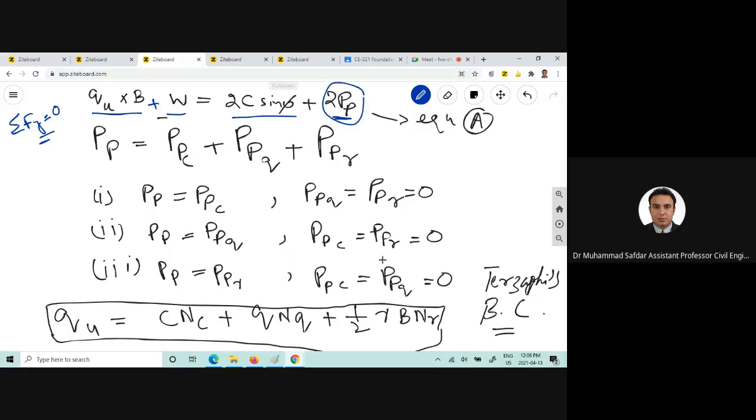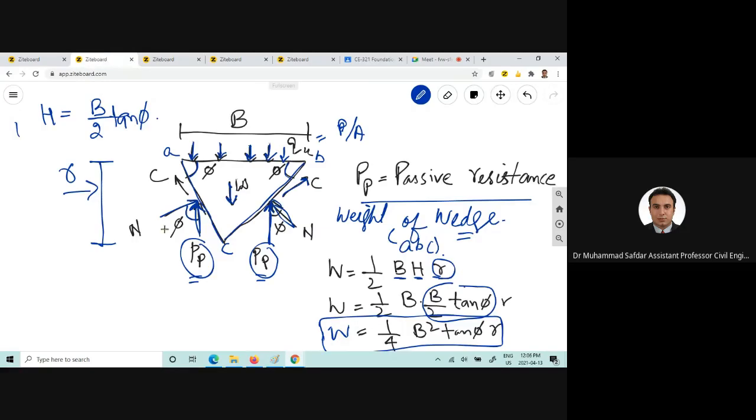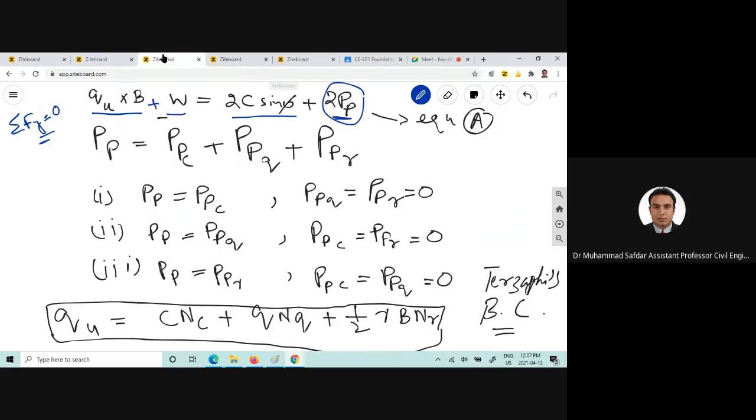And also the two vertical components of the cohesion. This is one vertical component, and this one would be the other vertical component. Now if we take the two vertical components for the cohesion as well, we can call this equation A. Okay, this is equation A.